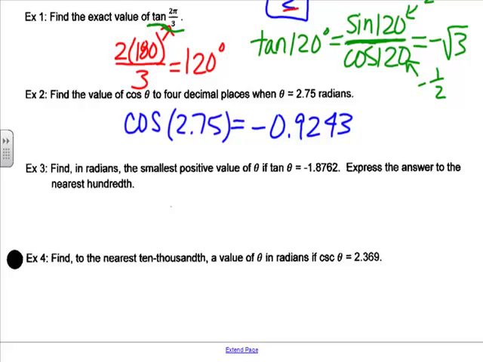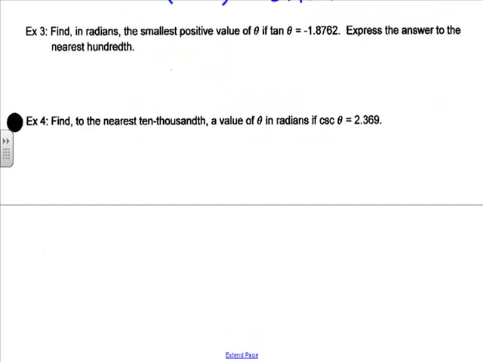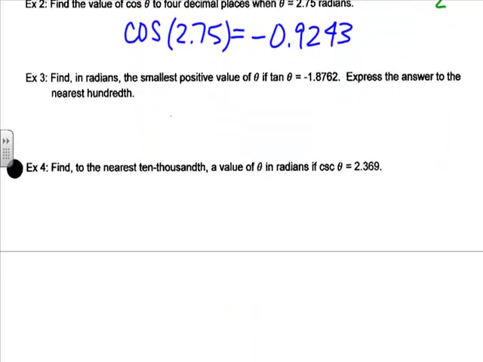So now that you've been introduced to radians, one of the big things you have to do is make sure you're always aware of what mode your calc's in. Okay, example 3. Find, in radians, the smallest positive value of theta if the tangent of theta equals negative 1.8762. Express the answer to the nearest hundredth.